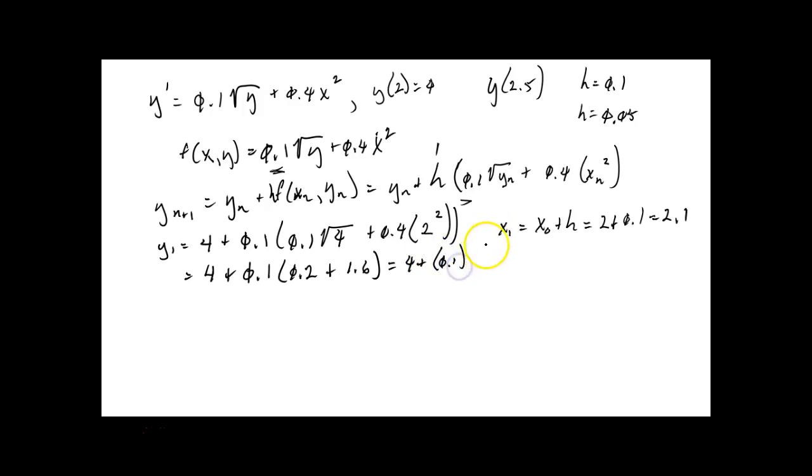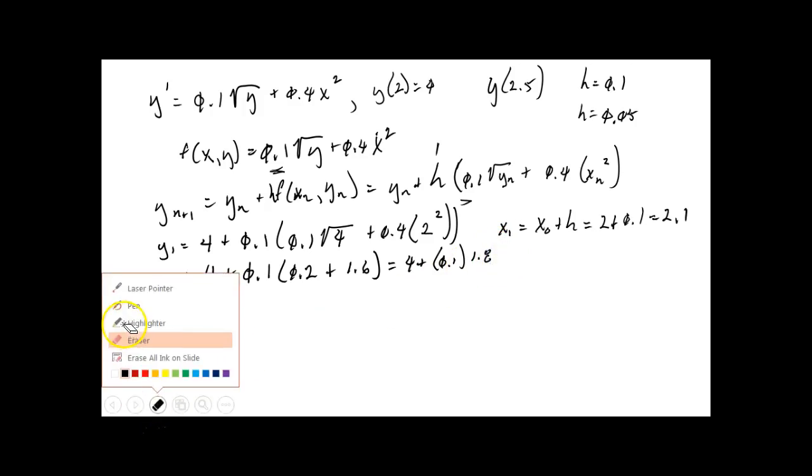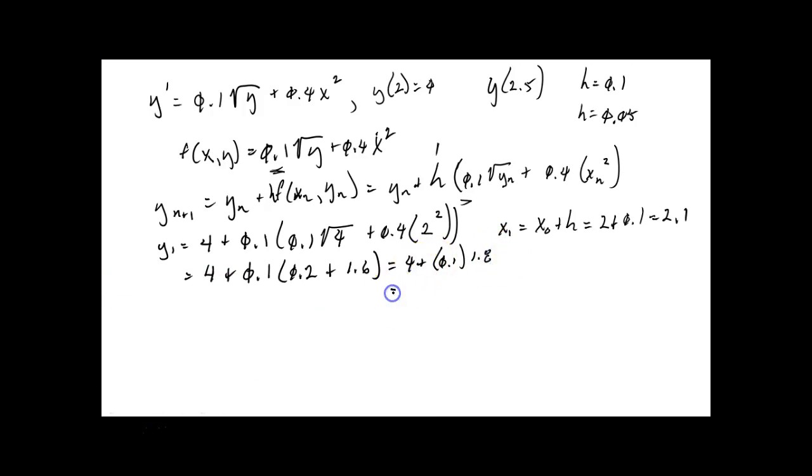0.1 times 1.8. All right? So this becomes 4 plus 0.18, which is 4.18. That's your y1, whereas your x1 is 2.1. Step it up a notch.